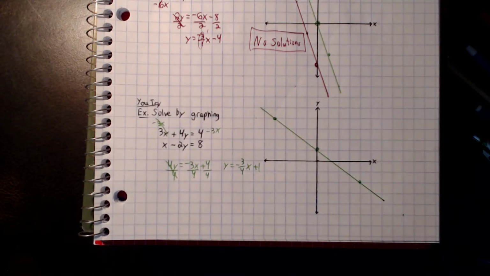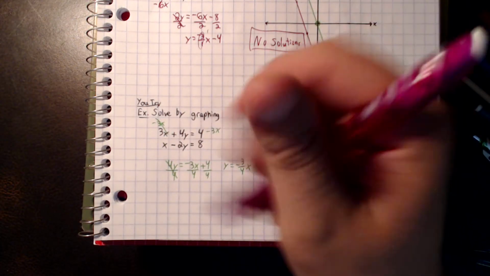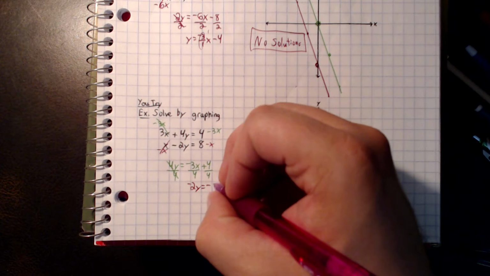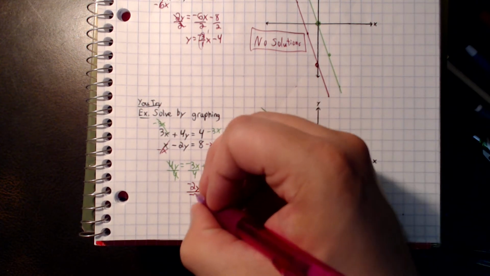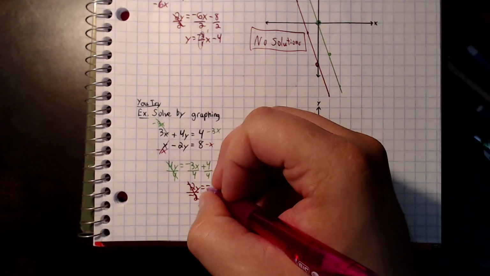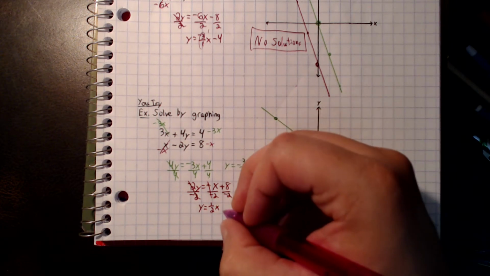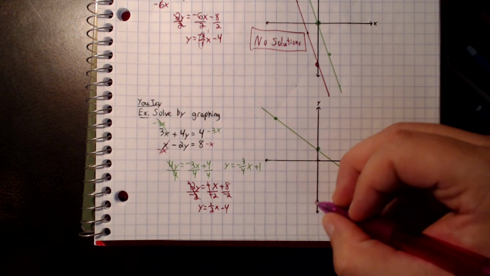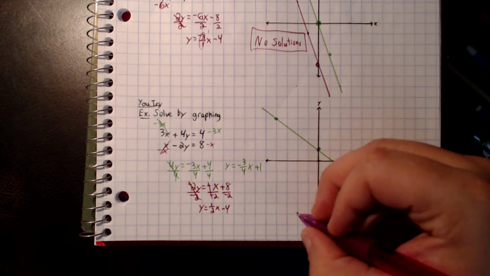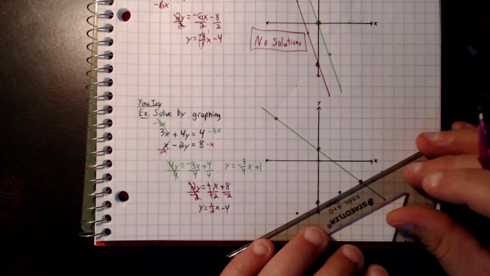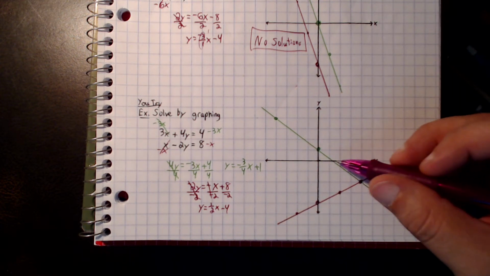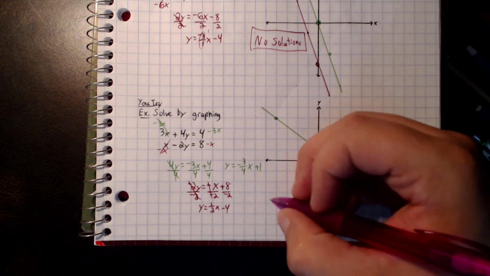And one final line to graph. Let's subtract x. So negative 2y equals negative x plus 8, divided by negative 2. Let's see. 1/2 x minus 4. So here's minus 4. Up 1 over 2. Hey, it looks like we have a solution for this one. Our solution here, 1, 2, 3, 4, and negative 2.